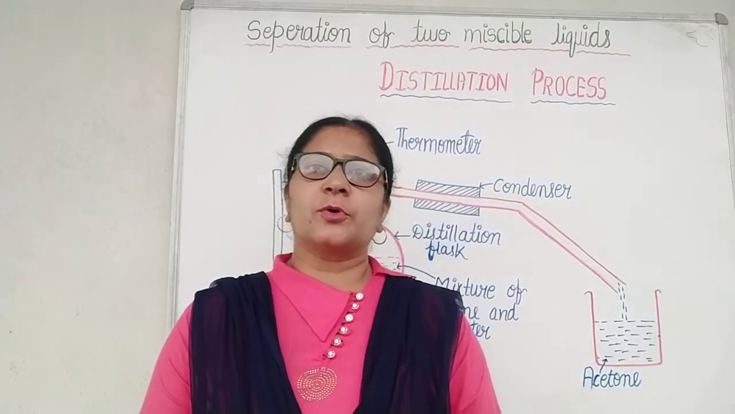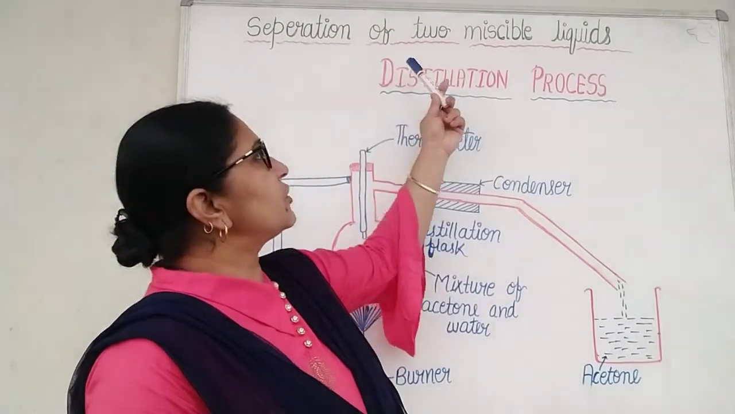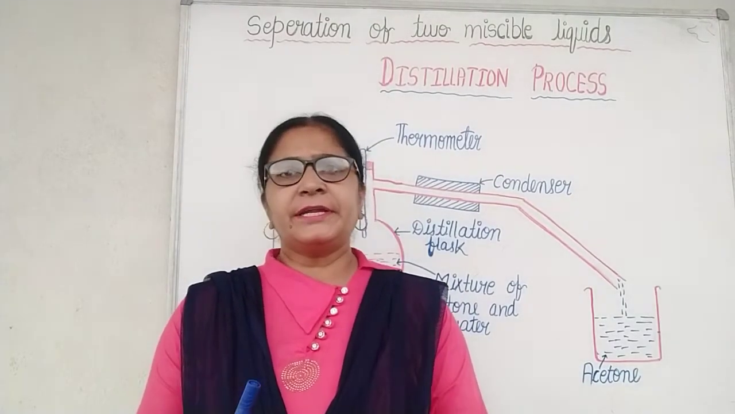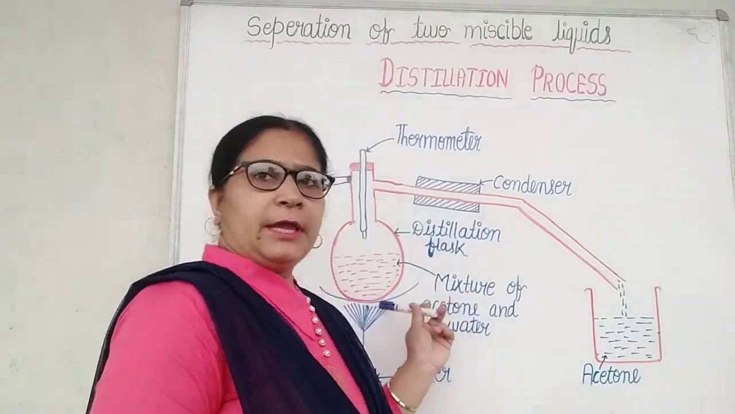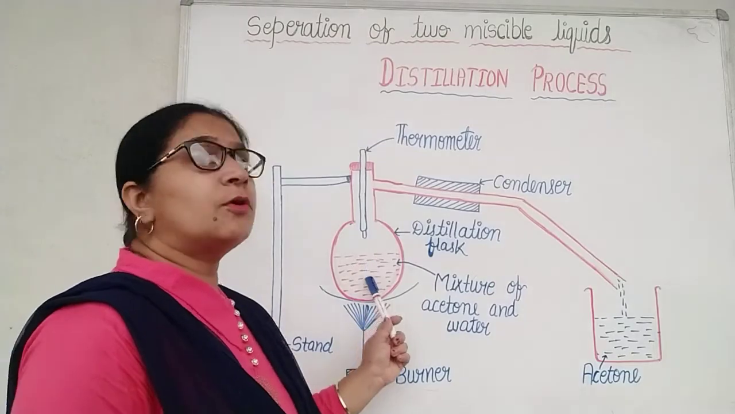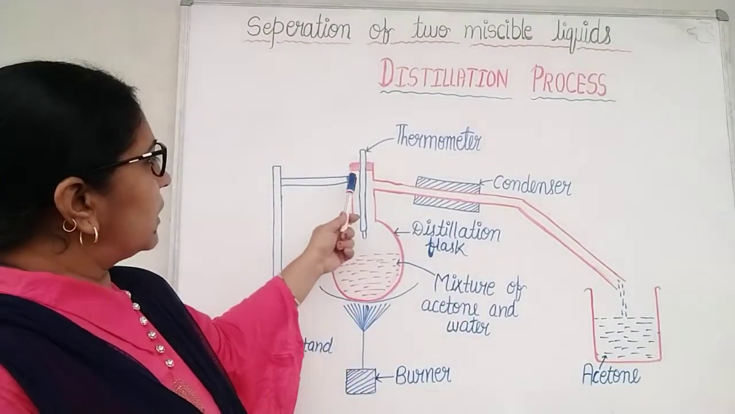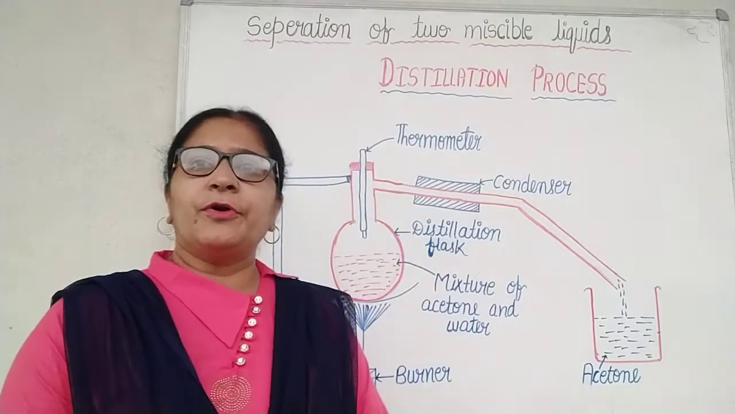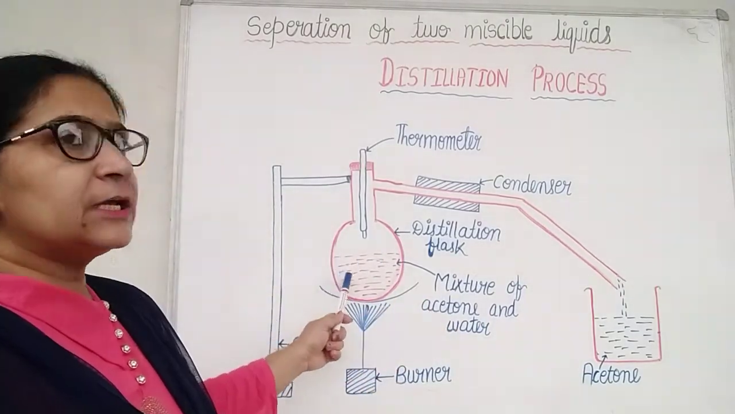So our first topic for today's class is separation of a mixture of two miscible liquids. Let's suppose we take an acetone and water mixture in a round bottom flask, and fit a thermometer in the flask. Then we will connect all the apparatus as we can see here in this figure.